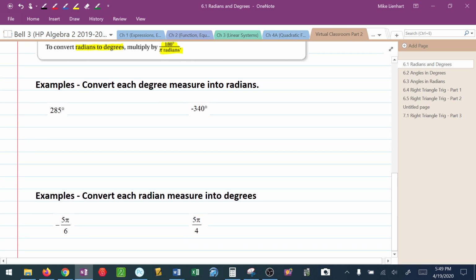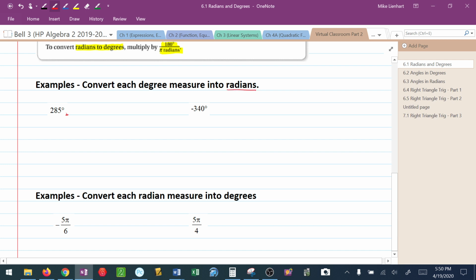So let me show you exactly what I'm talking about. This should be a pretty simple exercise. All that we're going to focus on really here, guys, is can you simplify fractions? And remember, we have that quick way to do it on a graphing calculator. If I need to, I might even pop that up here. It says we're going to convert each degree measure into radians. So we're going to have an angle that is 285 degrees, and I want to change it into radians.